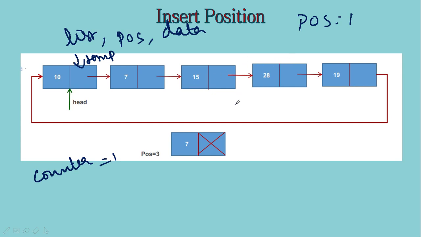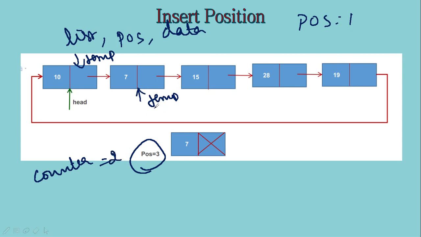Now we will discuss the case when position equals 3, right? So your temp is here and your counter is 1. Check whether your temp is at the last node, no. Then you have to check whether your counter is 1 less than the position. No, position is 3 and your counter is 1. So you have to move the temp to the next node and make your counter 2.